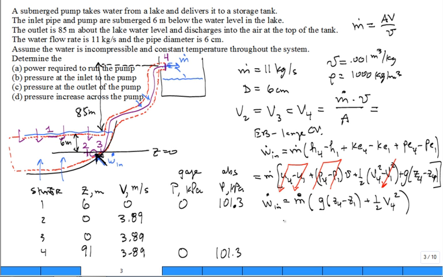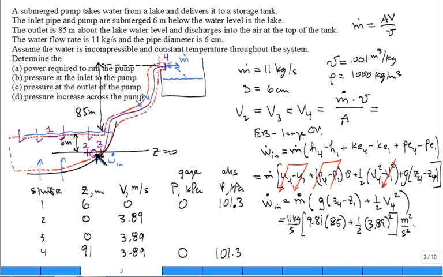So let's now see about substituting some numbers. 11 kilograms per second times 9.81 times z4 minus z1, which is 85, plus 1/2 V4, 3.89 quantity squared, and everything inside that bracket has meters squared per second squared as the unit. I know I'm trying to save space, but V is meters per second. I square it, it's meters squared per second squared. I look over here, g is 9.81 meters per second squared, but I multiply it by z, which is meters. So I get meters squared per second squared. True?